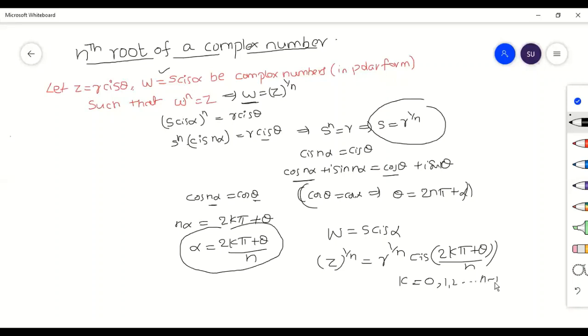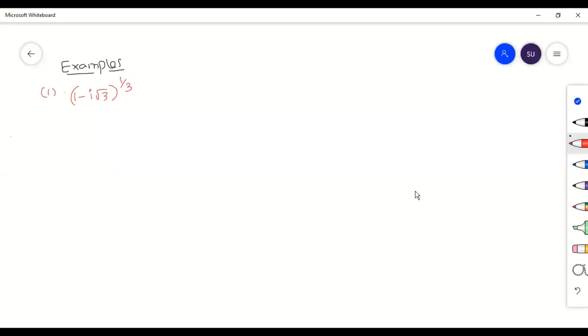This is the proof for the nth root of a complex number z. But the proof is not much important. So you can just use the formula to find nth roots of a complex number. We'll see some examples now.